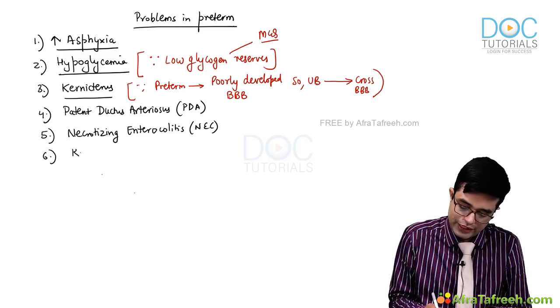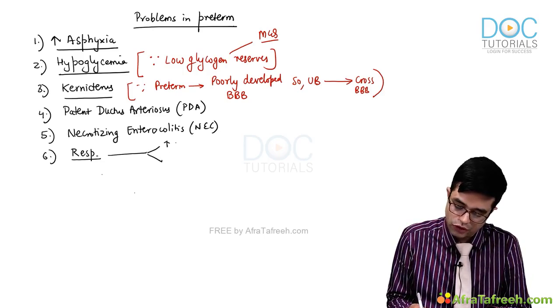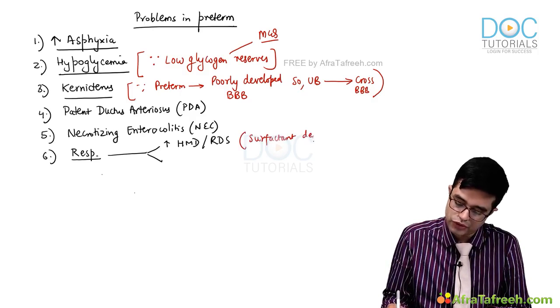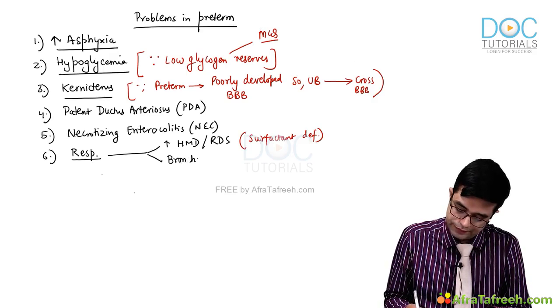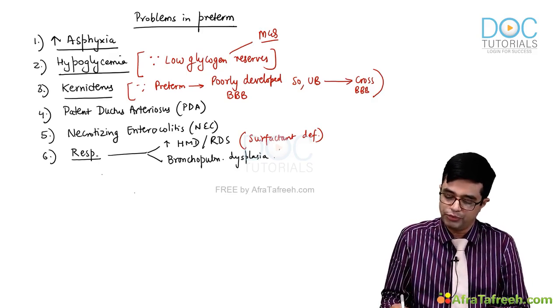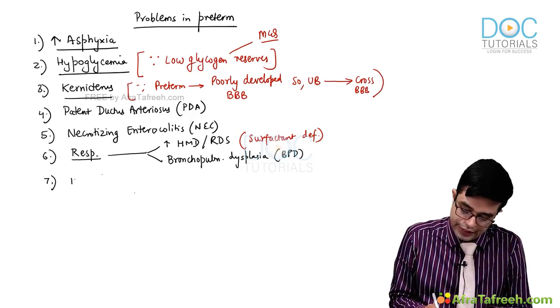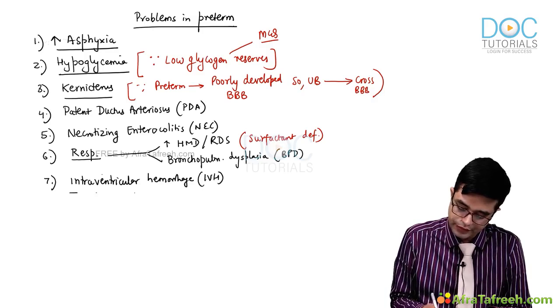Sixth, they have a higher risk of respiratory disorders. What are the respiratory disorders which have a higher risk? They have increased risk of HMD or RDS, which occurs due to surfactant deficiency. The lungs are not mature, so they tend to collapse. And secondly, they have an increased risk of bronchopulmonary dysplasia. Bronchopulmonary dysplasia occurs in infancy, beyond the neonatal period. So BPD risk is also high. Seventh, they have increased risk of intraventricular hemorrhage in the brain. Intraventricular hemorrhage, IVH, in the brain.